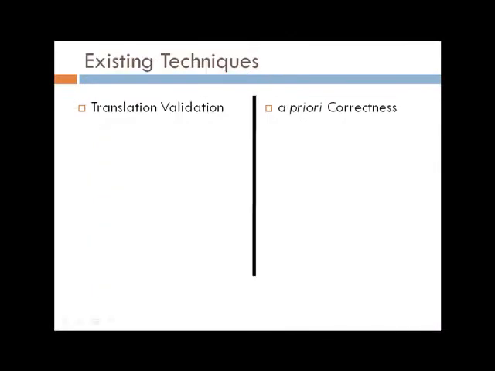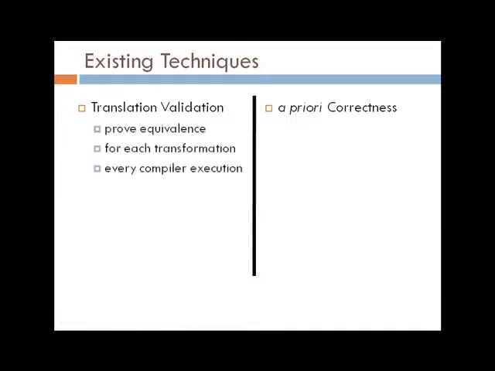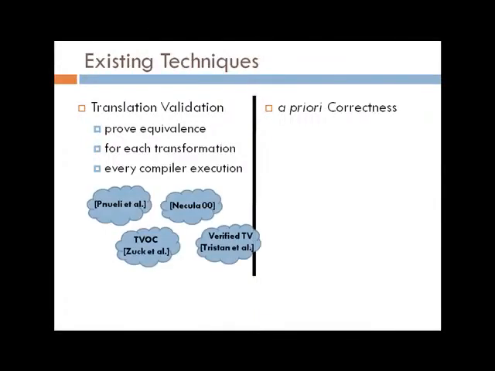There are two dominant approaches to providing correctness guarantees for compiler optimizations: translation validation and a priori correctness proofs. In translation validation, a tool checks that, for each run of the compiler, the transformed output program behaves exactly the same way as the original input program. Note that with this technique, we have to perform the check each time the compiler executes. Some examples of this approach include the initial work on translation validation by Pnueli, work by Necula on translation validation for GCC, Zuck et al.'s work on validating loop optimizations, and Tristan et al.'s work on verified translation validators, where the validator itself is proved correct once and for all.